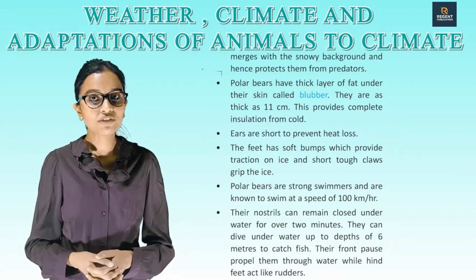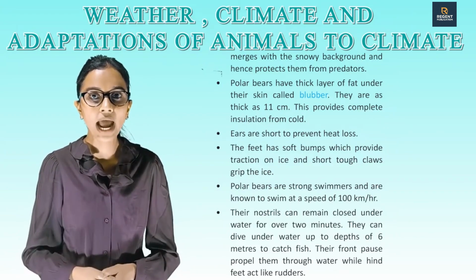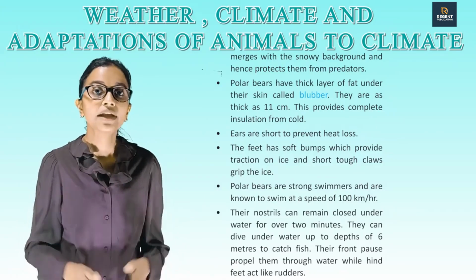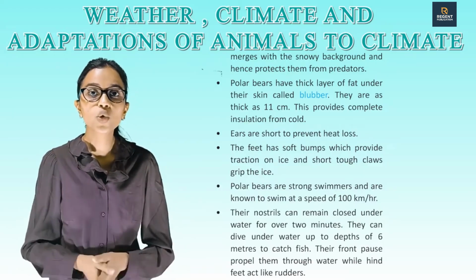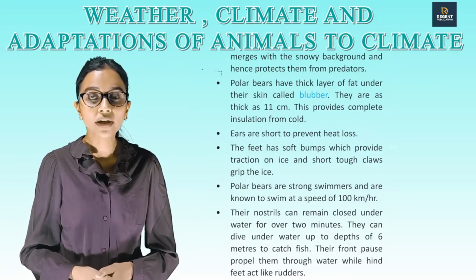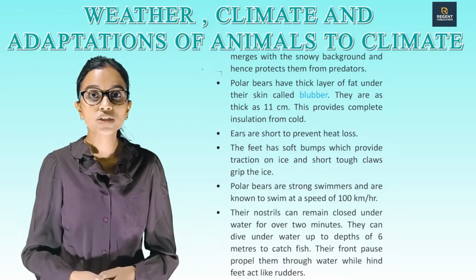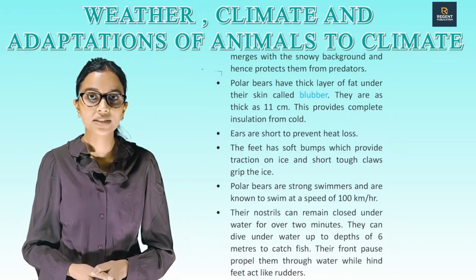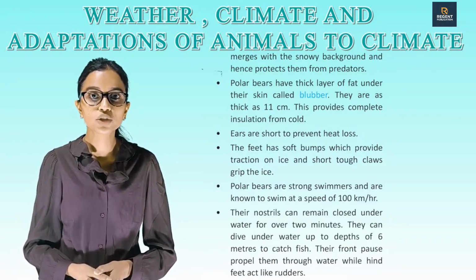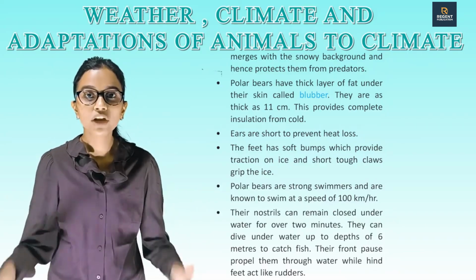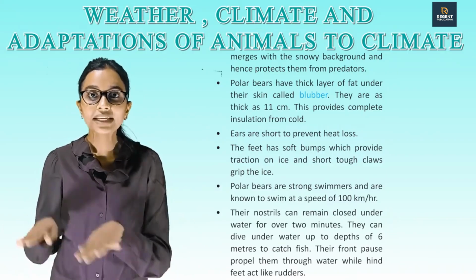Ears are short to prevent heat loss. The feet have soft bumps which provide traction on ice, and short tough claws grip the ice. Polar bears are strong swimmers and are known to swim at a speed of 100 km per hour. Their nostrils can remain closed underwater for over 2 minutes. They can dive underwater up to a depth of 6 meters to catch fish. Their front paws propel them through water while hind feet act like rudders.